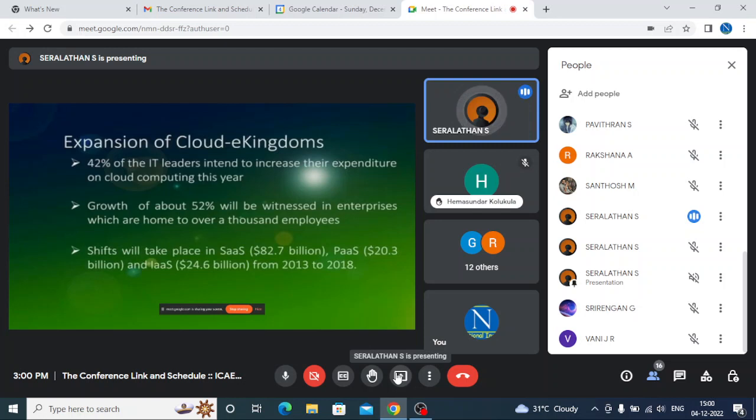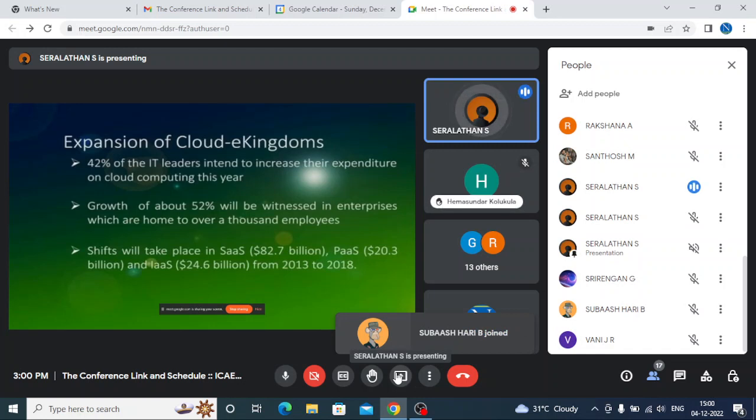Cloud computing has several common issues like connectivity, regulatory constraints, security issues, and the lack of standards for IaaS and PaaS services. IaaS means infrastructure as a service, and PaaS means platform as a service.